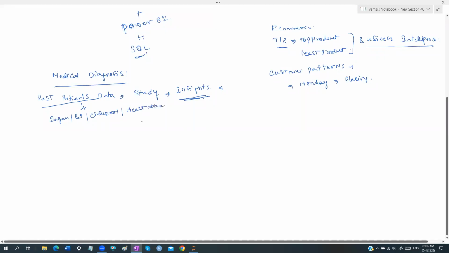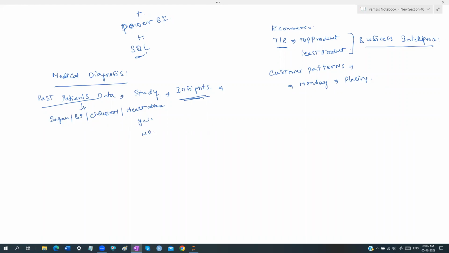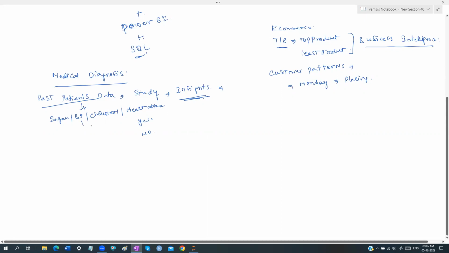So based on that data, some patients have been affected with heart attacks and some have not. If you analyze the data, which sugar levels, which blood pressures, which cholesterols lead to it, we can come to some understanding. So if the patient has both blood pressure and cholesterol, some insights will be there, that you may be affected with a heart attack. Or if it is only sugar and blood pressure, then it may be no. Some kind of a story will come from behind that particular data.